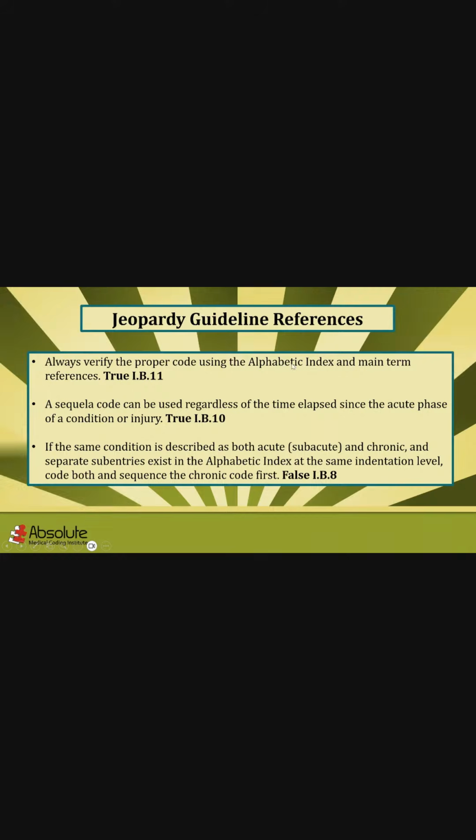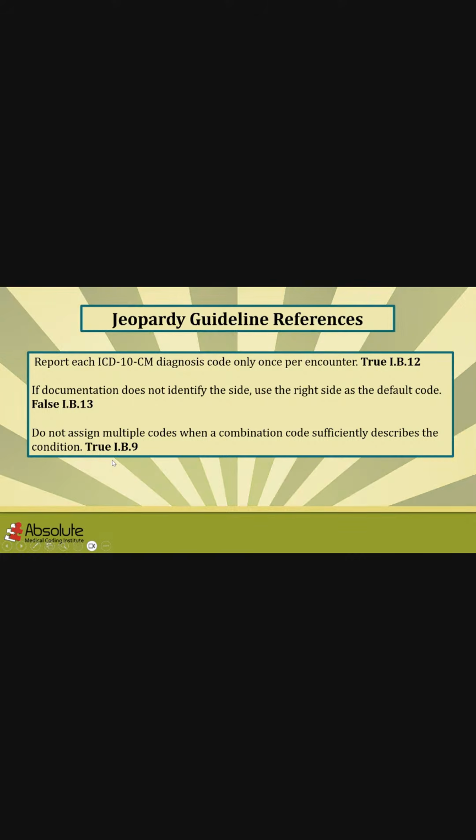All right, and then in the next column, these are all the questions, all of the answers. And then, like we went over in the last question, the reason that made that false was because if they're in an acute and a chronic at the same time, you're going to code the acute first. All right, and then this is the last category that we went over. Again, questions, guideline references, and the reason that this one was false was because if the documentation does not identify a side, you're going to assign a code for unspecified side.